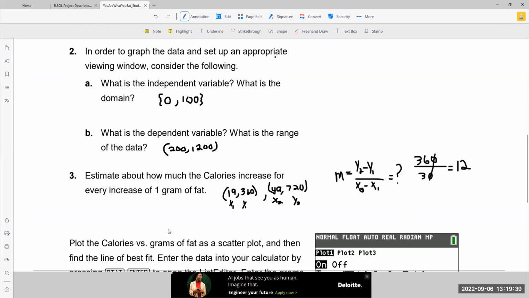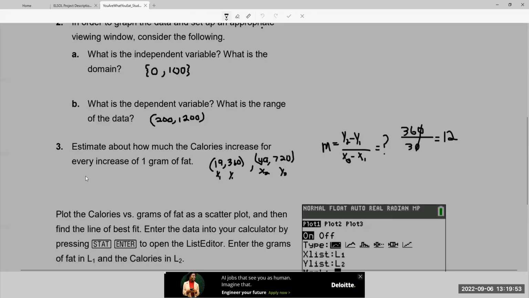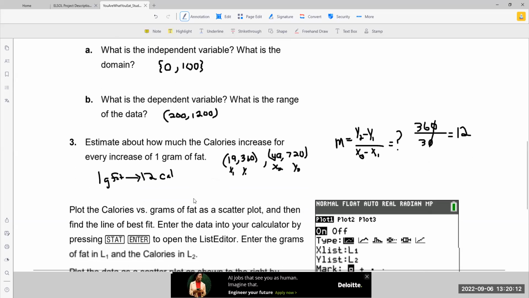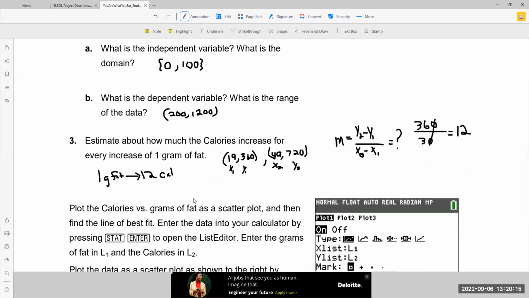But basically, and you're going to answer this question later, but basically what we're saying is that every time you increase by 1 gram of fat, so every 1 gram of fat is going to translate into 12 calories. And you want to write that in words, but that's an important point, and it's going to come up in a little bit.